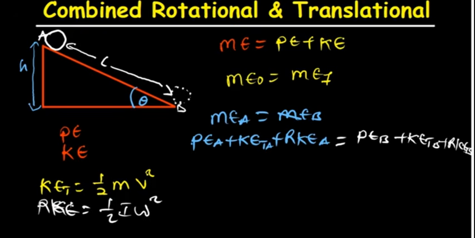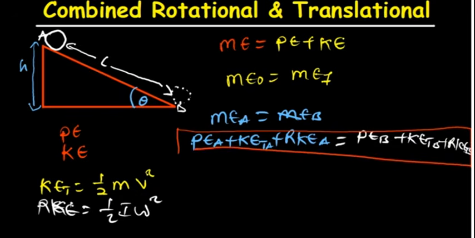So this is the general formula for the combination of rotational and translational energy. Now, if an object starts from rest, we don't expect to have rotation or velocity, so we don't have these two. It will be just the potential energy. Then when it reaches B, we don't expect to have potential energy because h will be 0. So we're going to have potential energy at point A equal to the kinetic energy at B, which is the translational kinetic energy plus rotational kinetic energy.